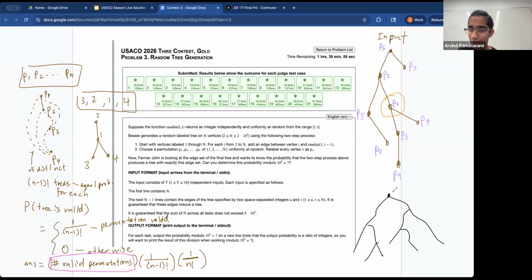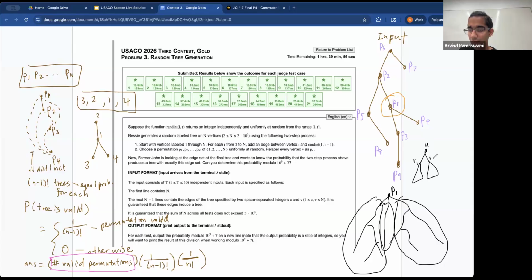Let's say we decide to put the first element of the permutation here, right? And now we get three subproblems. So this looks like some kind of subtree DP, except it's a bit weird. If we just have this is U and then this is V1, V2, V3, and then we let DP[U] equal the product over children V of DP[V], this won't quite work.